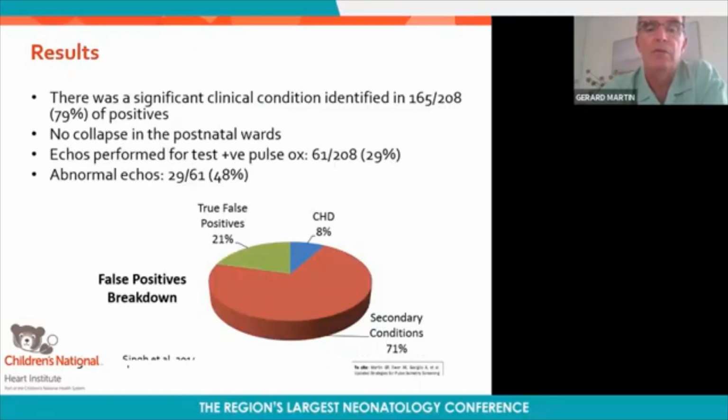What about those test positives? If you look at the test positives, 21% were really true false positives. They had no disease. 8% were congenital heart disease, and the other 71% were babies with secondary conditions that one wanted to know about. And he goes on to say that since putting in pulse oximetry screening, they've had no baby collapse in the postnatal ward.